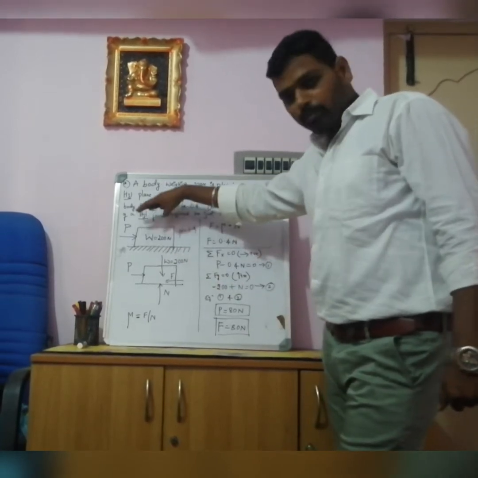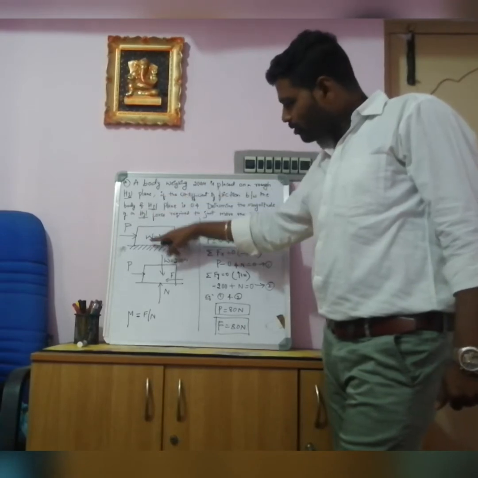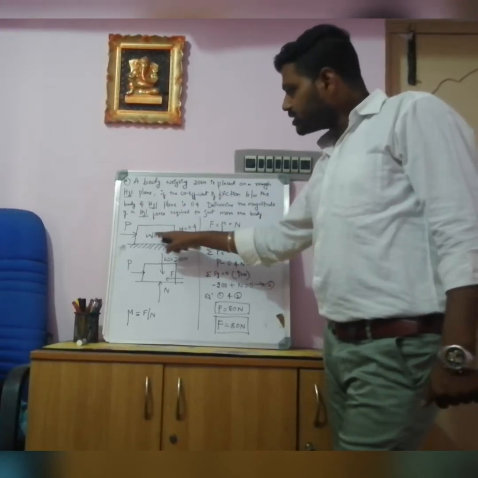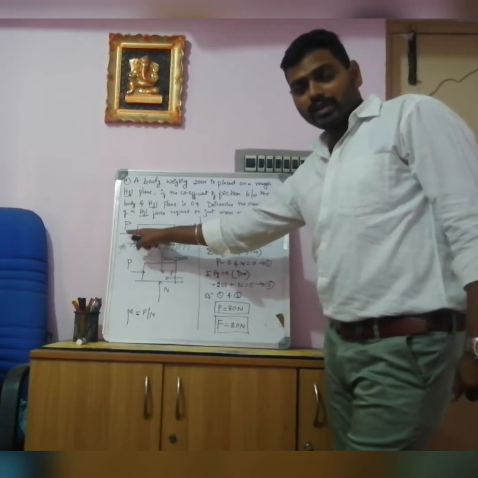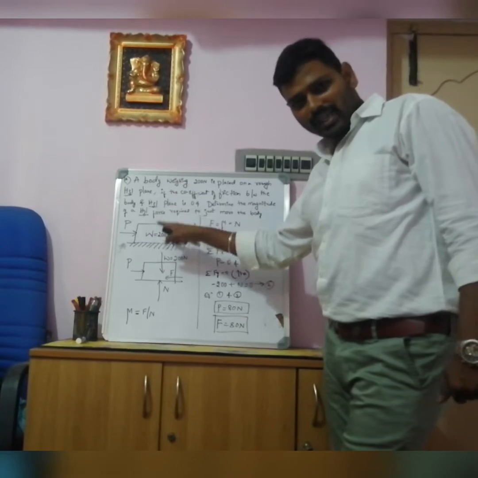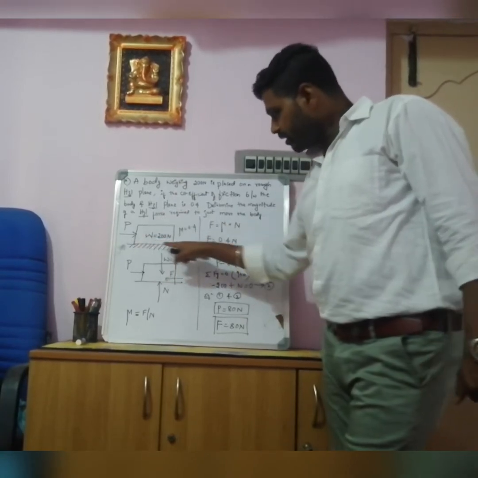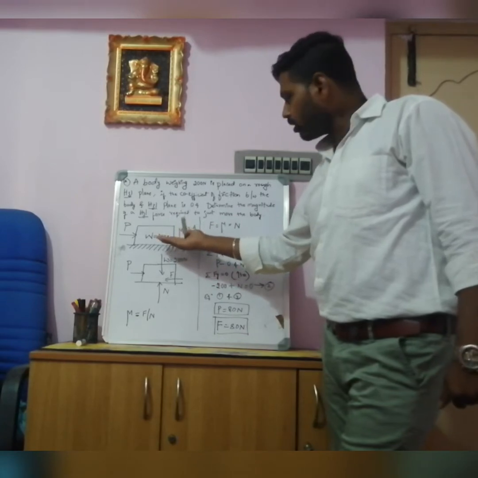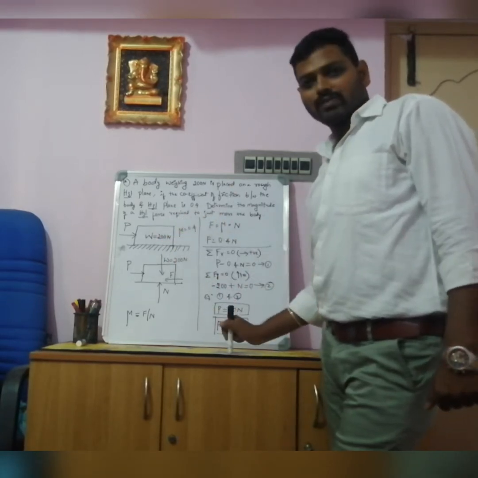So on that there is a block which has been kept. We can see that it weighs 200 Newton, and here P is the horizontal force that we have to find out. Here W, the self weight, is always acting vertically downward, and the floor resists the self weight of the block, and the coefficient of friction is given.